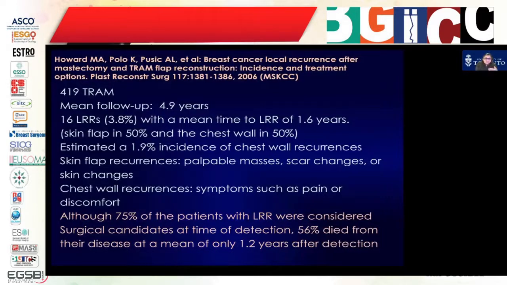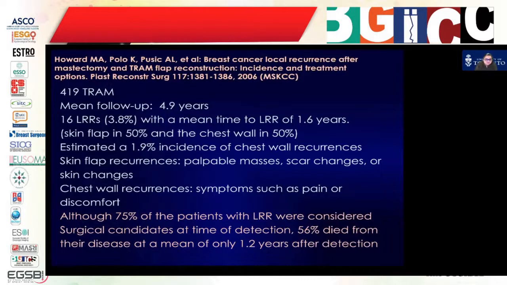They all happen posteriorly, as opposed to DIEPs, which happen superficially. With TRAM flap, the recurrences are usually very posterior, and they have a very bad prognosis because they may be detected quite late. Okay, they found a local recurrence rate of 3.8%, and the mean follow-up was approximately 5 years.